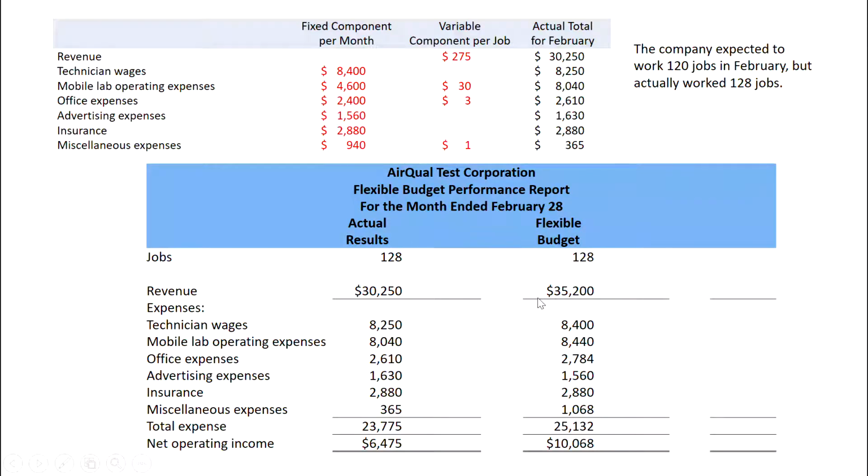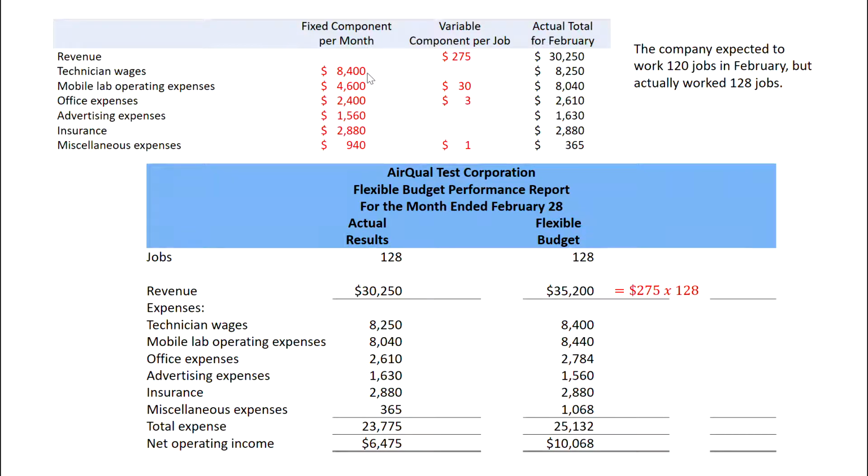And for example, how did I calculate revenue? Well, I just took the formula up above where it said that the revenue or sales price per unit is $275, and I'm going to flex that or multiply it times the actual number of jobs worked of 128, and that gives me revenue of $35,200. You may notice that technician wages of $8,400 agrees with the fixed component per month listed up above of $8,400.